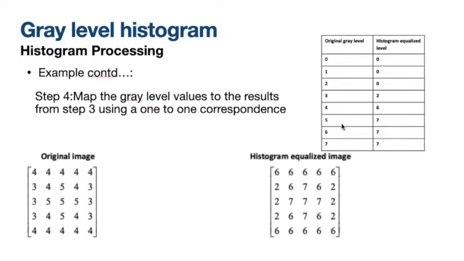Here the maximum value is 5 only, so all the 5s will be replaced by 7. See, all the 5s are replaced by 7. So this is the final equalized histogram image. Okay, so that is histogram equalization. These are the two methods for histogram processing.